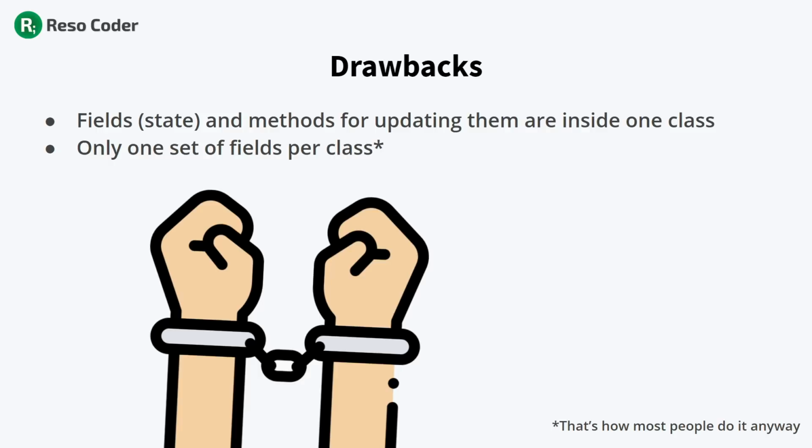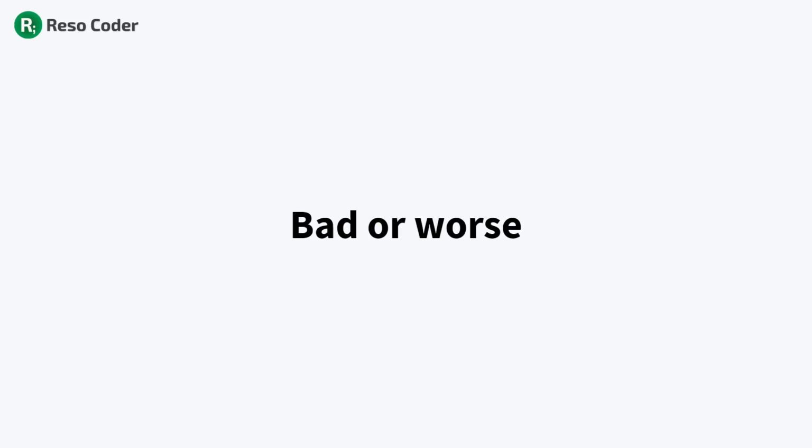So again, what are the drawbacks of handling state in a mutable way? Well, state, so the fields and methods for updating them, are inside just one class, for example inside the ChangeNotifier, and you also have only one set of fields per class. You will see what I mean by that in just a little while. And this single set of fields forces you to do crazy hacks for even simple things like showing initial or empty state. You really have to choose between bad and worse options for handling really simple initial state display in your app.